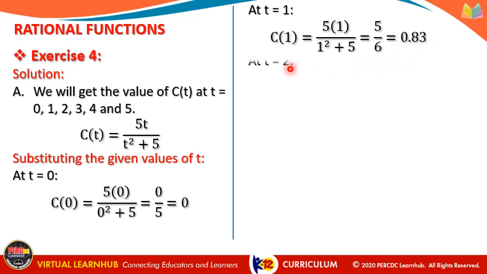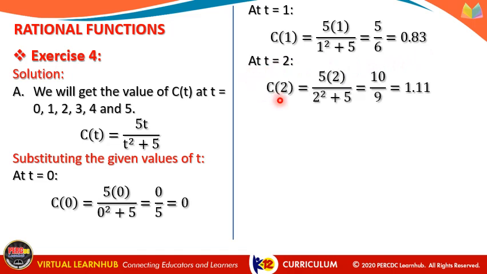Tapos, gawin natin yung at time is 2. At time is 2. So, ganun lang ulit. 5 times 2 divided by 2 squared plus 5. You'll get 10 over 9. In decimal form, para mas madaling isulat mamaya, it's 1.11.